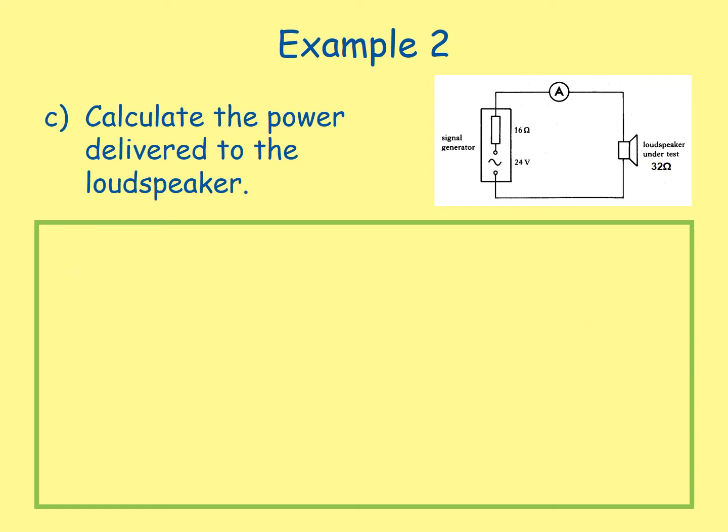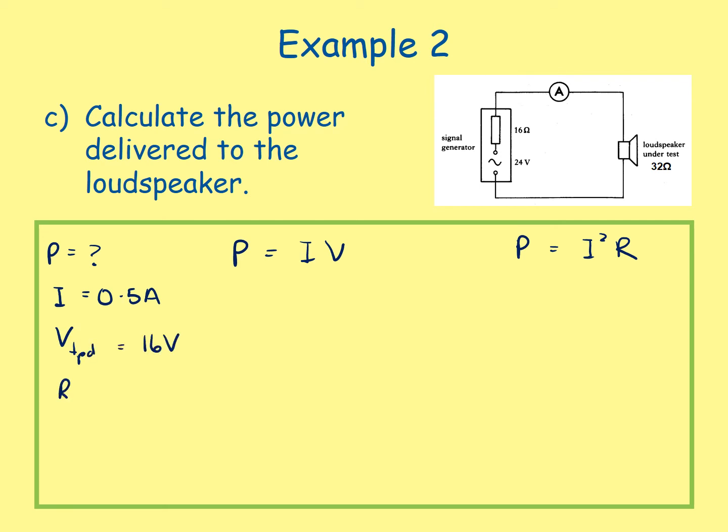For part C, we're calculating the power delivered to the loudspeaker. So remembering back to our power equations, we know we can use P equals IV, or we could use P equals I squared R. Either of these are going to get you to the same answer. So let's make a list of what we've got. Obviously, the power is what we want to work out. Our current is 0.5 amps. Our terminal potential difference is equal to 16 volts. We just worked that out. And the resistance is that 32 ohms.